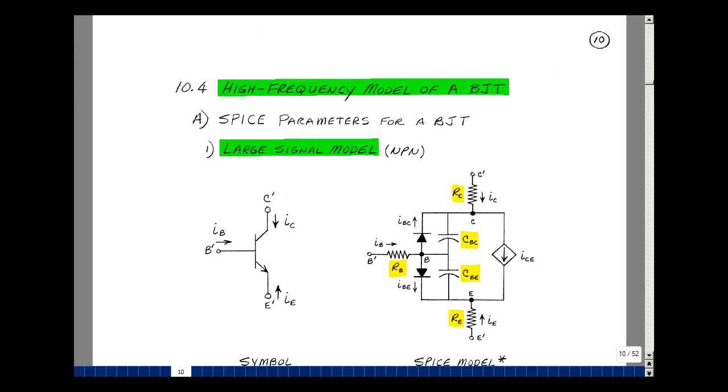This lesson deals with SPICE parameters for a BJT. You can find these notes in the ECE302 ebook in Chapter 10, starting on page 10. Let's build a large signal model for the NPN transistor.